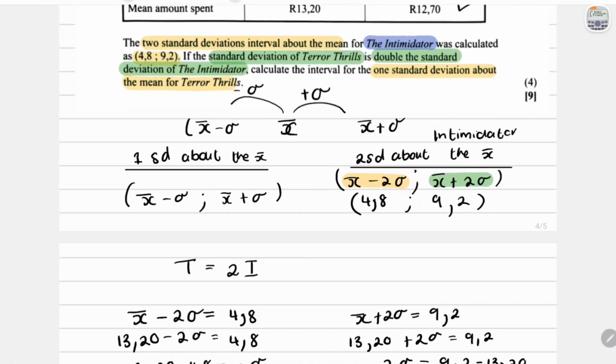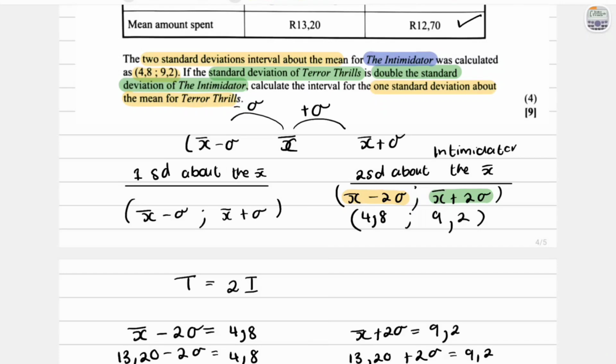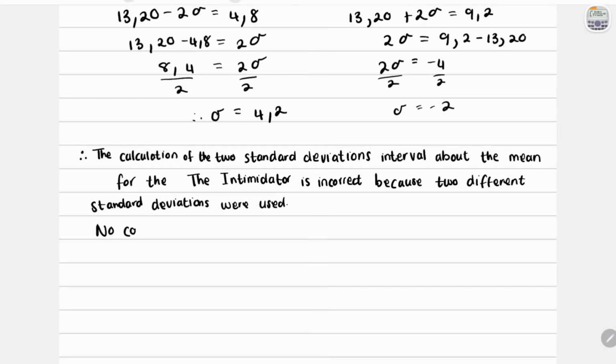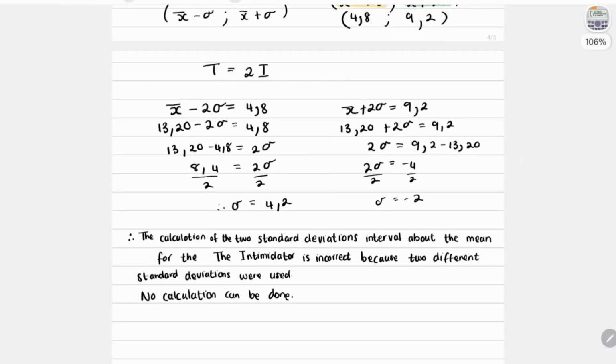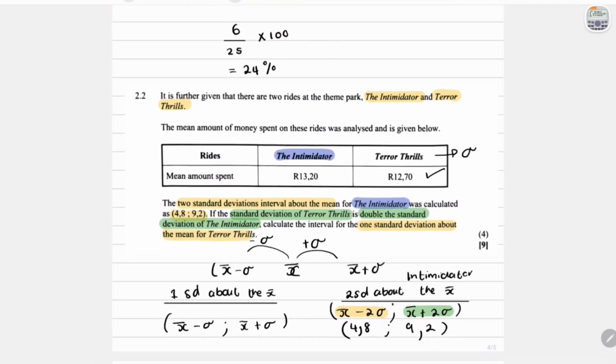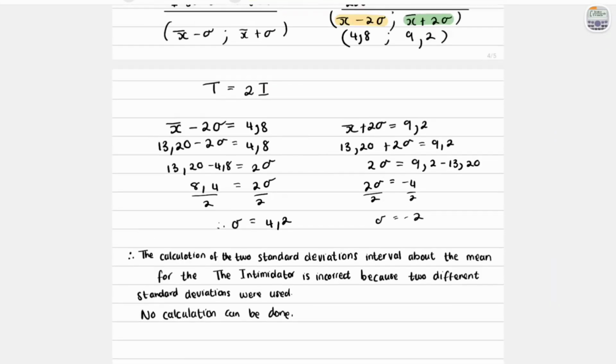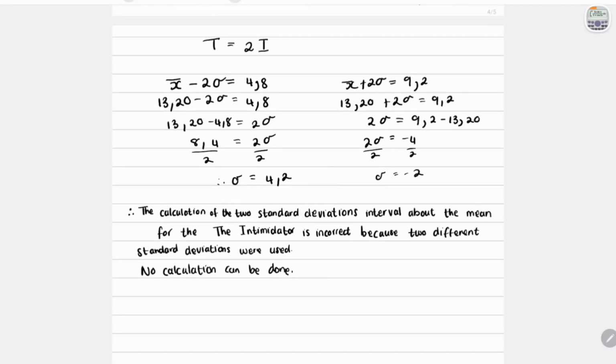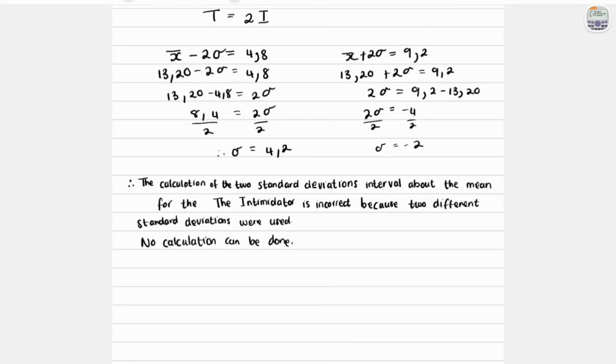Because of that, we can't really calculate anything, because anything we calculate is just going to be incorrect. So no calculation can be done, finally. So that is it for question 2.2. There's nothing we can do there, but you get the idea. We're just supposed to find this, and knowing that the tetradrals' standard deviation was double of that, we could have used that to finally find the interval for one standard deviation about the mean. But we can't in this case because there's an inconsistency here. So that is it for question 2, and then we move on to question 3.